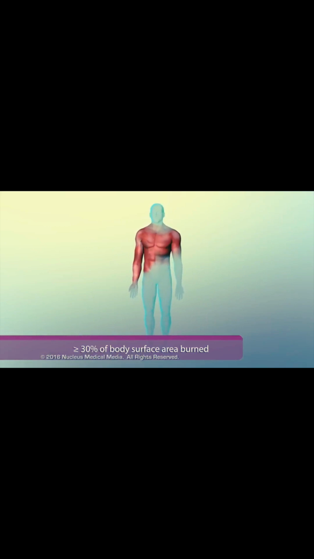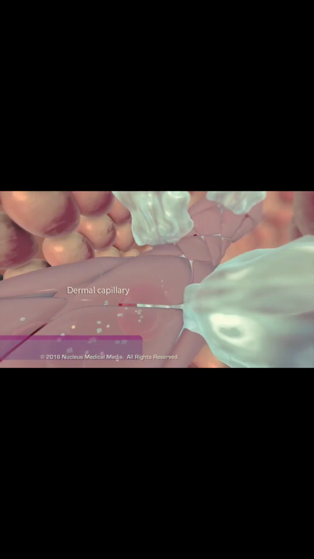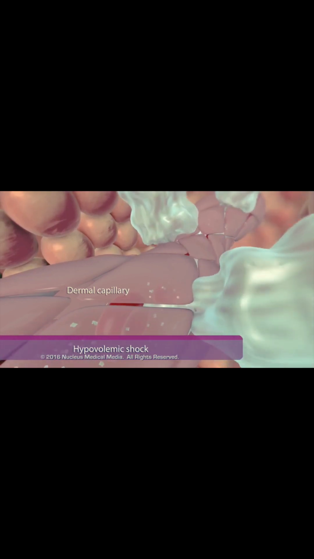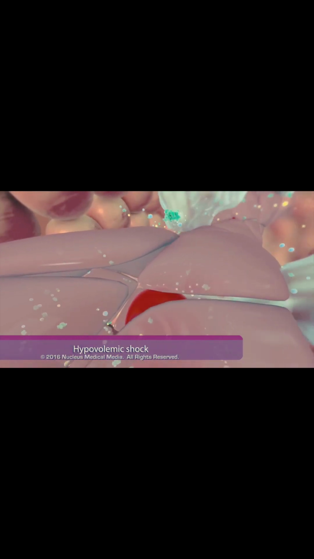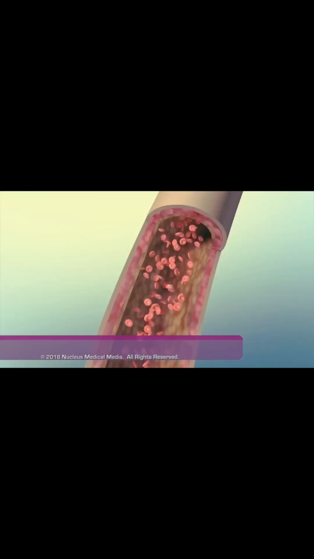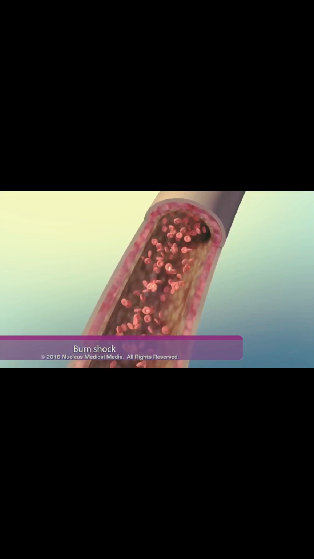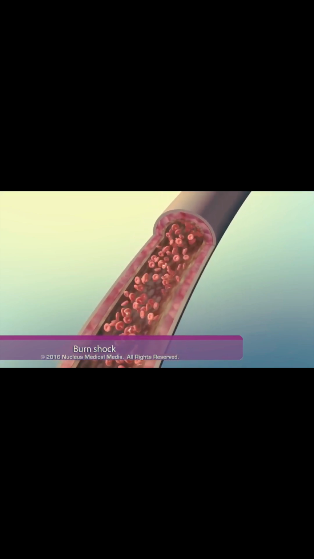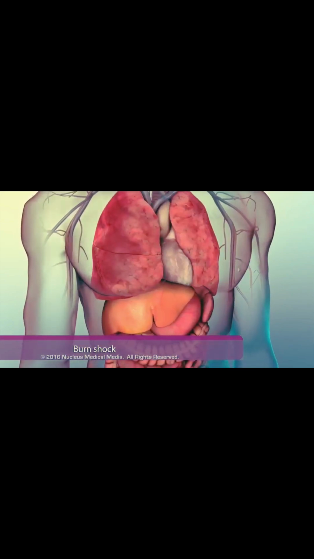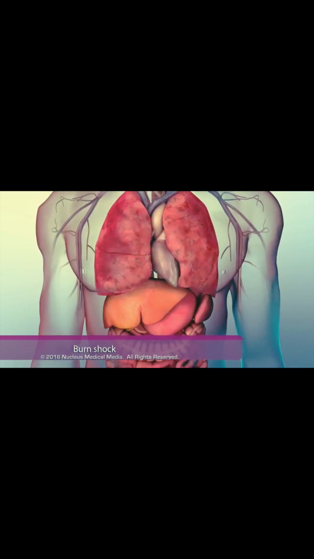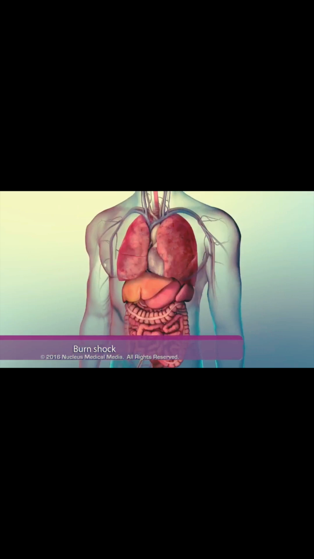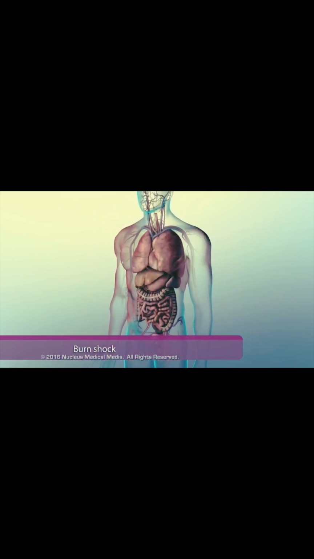Severe burns involving a large surface area increase capillary permeability and lead to 2 stages of shock. In hypovolemic shock, water, electrolytes, and plasma proteins leak from the bloodstream into interstitial spaces, creating widespread edema. In burn shock, the lowered intravascular volume increases blood viscosity and vascular resistance. To compensate, the heart rate speeds up.